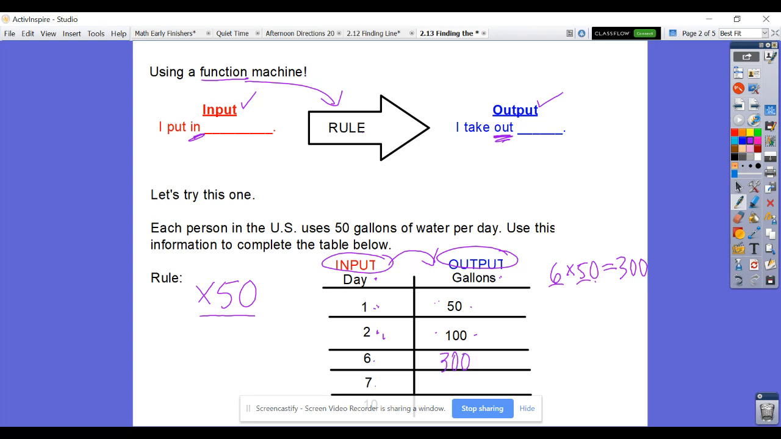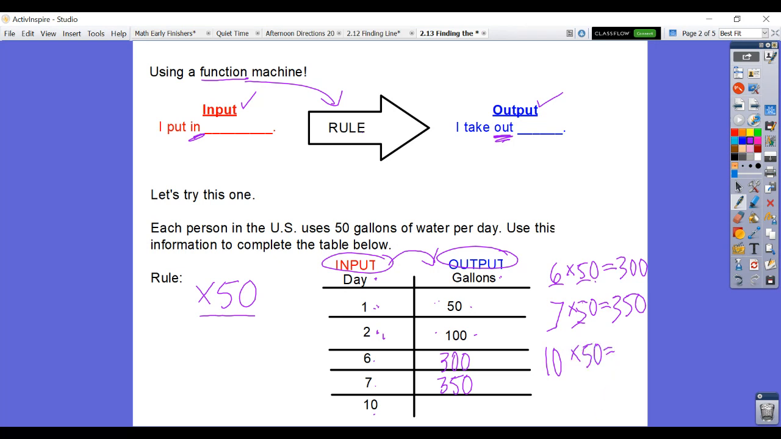Same for the input of 7. If we had 7 as our input, our rule is times 50. Then I'm going to get 350 gallons as my output. Okay? And finally, if we had 10 as the input, take your input, apply your rule. Can you solve this one? What'd you get? 500 gallons as your output. Okay, so let's do a few more.